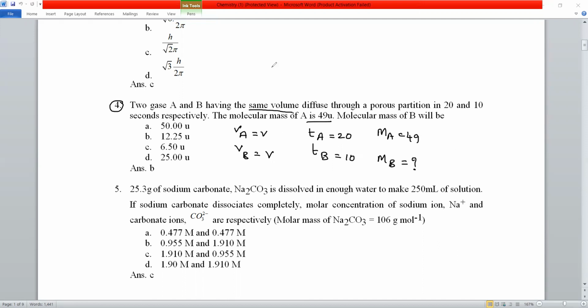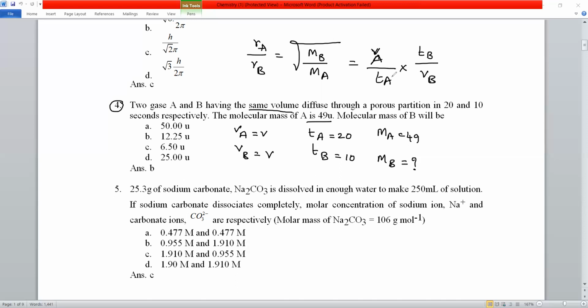Since we know the rate of diffusion formula, R1 by R2, I'm taking here RA by RB, equal to root of MB by MA, that equals the volume diffused VA divided by TA into TB divided by VB. This is the formula. In this formula we can apply the values, students.